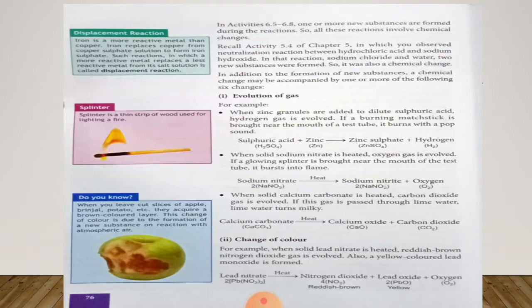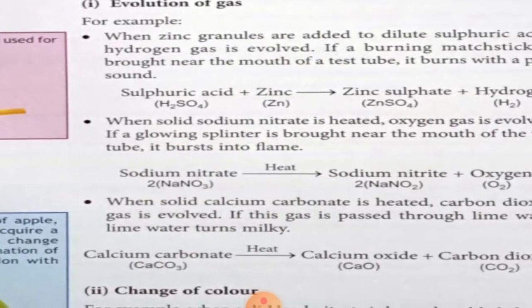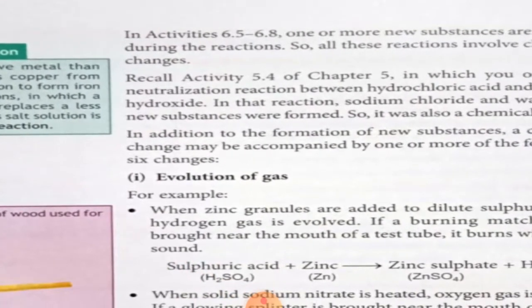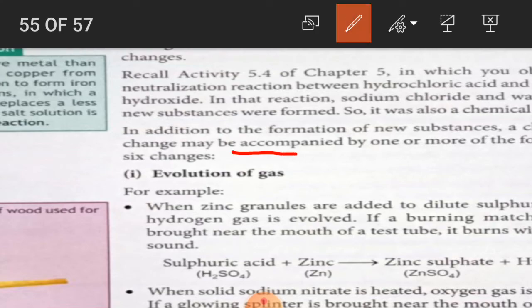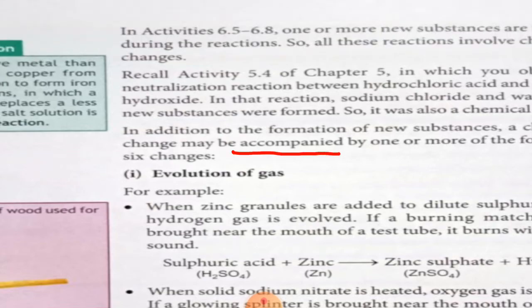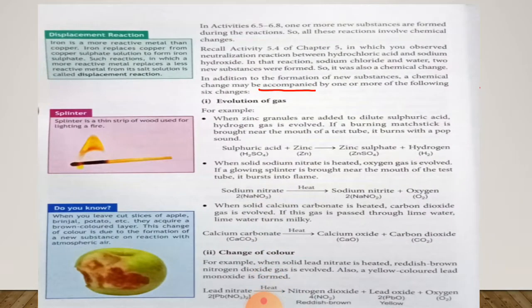Now I am going to read. In addition to the formation of new substances, a chemical change may be accompanied by one or more of the following 6 changes. Here you have to underline accompanied. Accompanied means including. So with the formation of new substance, there would be 6 types of changes in the chemical change.